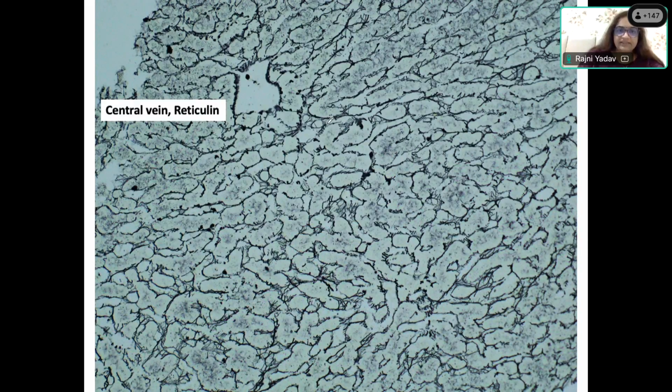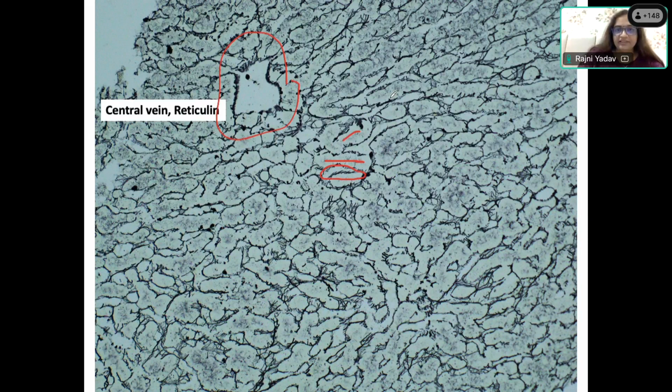Now if you see this reticulin stain, here is the central vein, and see these hepatic cords. There is a reticulin framework. The cords are not stained, and these cords are being supported by these reticulin fibers. So these are the reticulin fibers, forming a meshwork. This is actually holding everything in a correct manner.